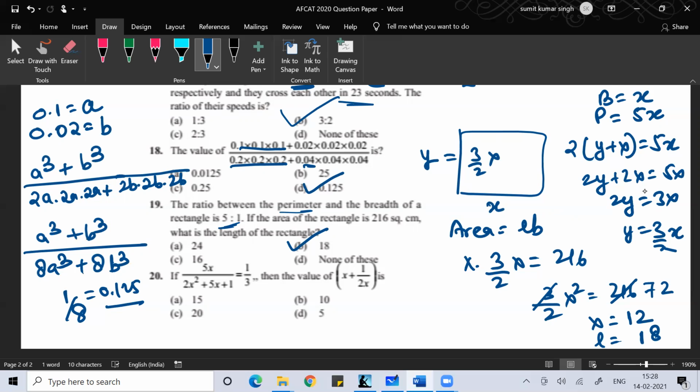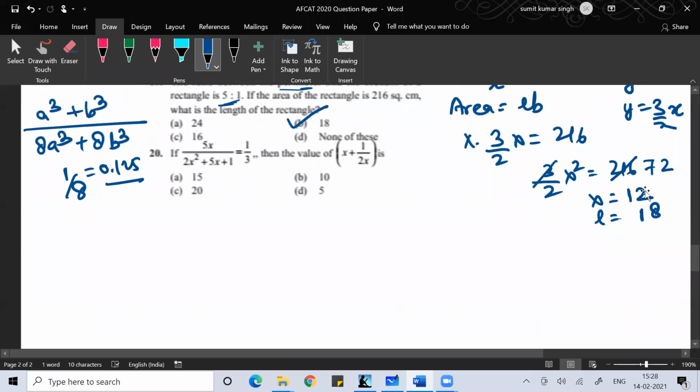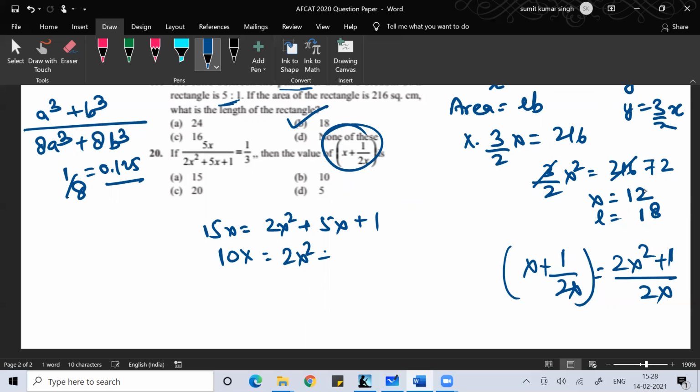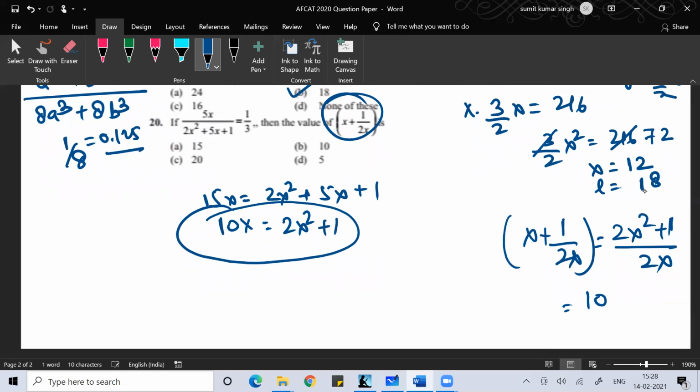Then question number 20. So 5x, I can write this as 15x is equal to 2x square plus 5x plus 1. Okay. So I have to find the value of x plus 1 by 2x. If I take LCM, I'll get 2x square plus 1 by 2x. I can write 10x is equal to 2x square plus 1. You know that 2x square plus 1 is 10x. So this is 10x divided by 2x, that is equal to 5.